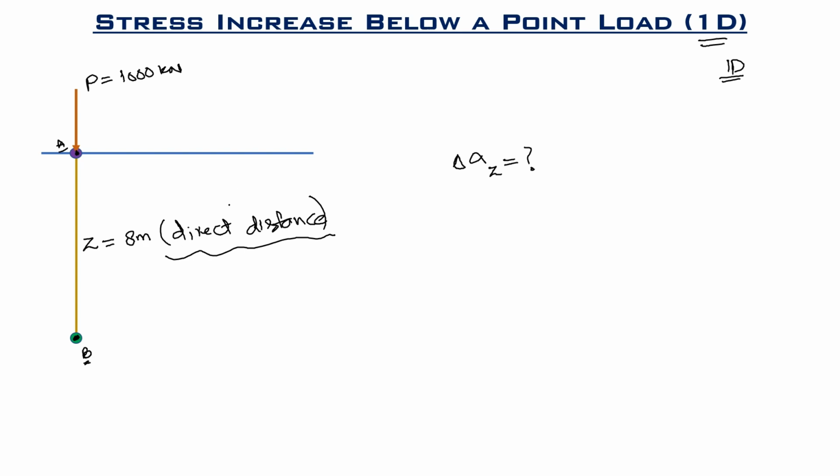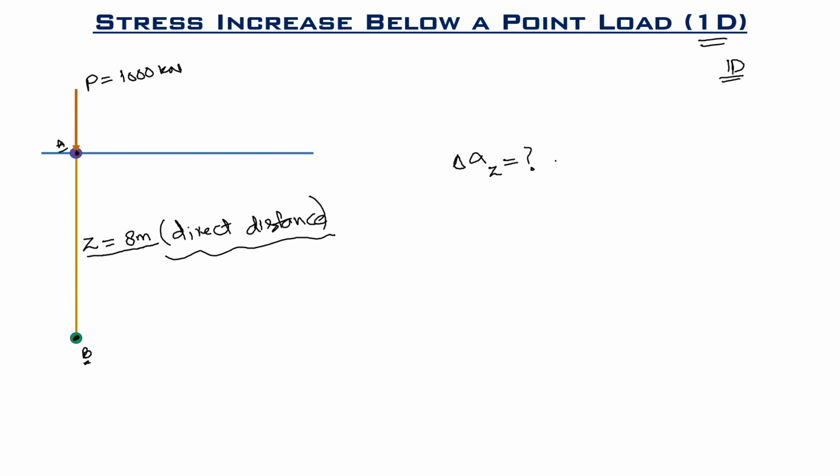So simply, this is a simple procedure to use this direct distance as 8 meter and the vertical distance as 8 meter, because both are the same. The vertical distance is 8 meter and the direct distance is also 8 meter, because the point of stress lies exactly below the load point.